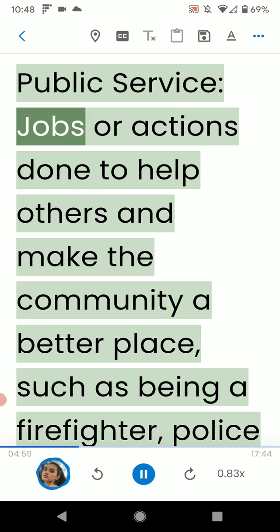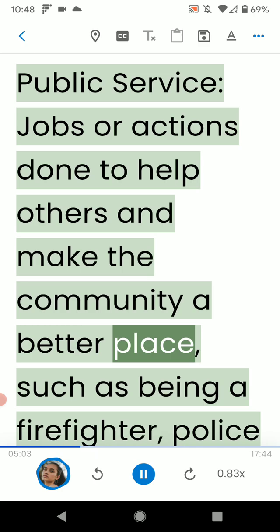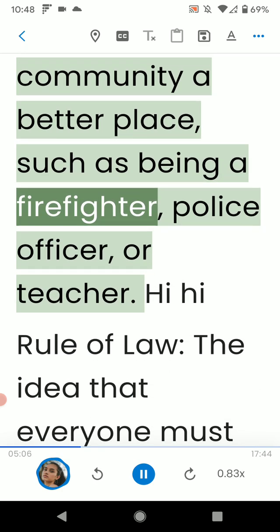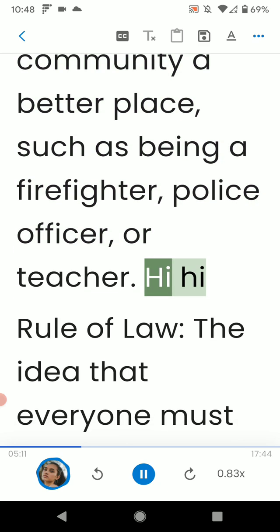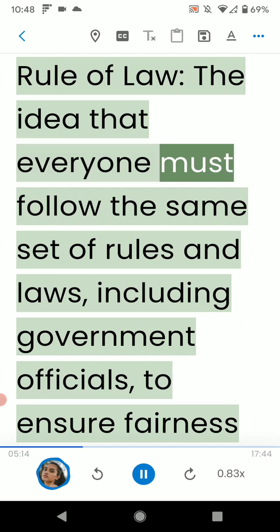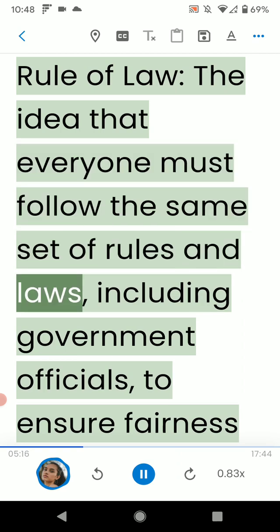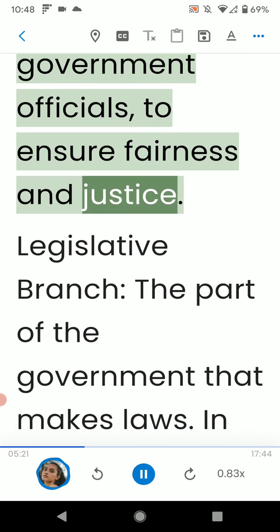Public service, jobs or actions done to help others and make the community a better place, such as being a firefighter, police officer, or teacher. Rule of law, the idea that everyone must follow the same set of rules and laws, including government officials, to ensure fairness and justice.